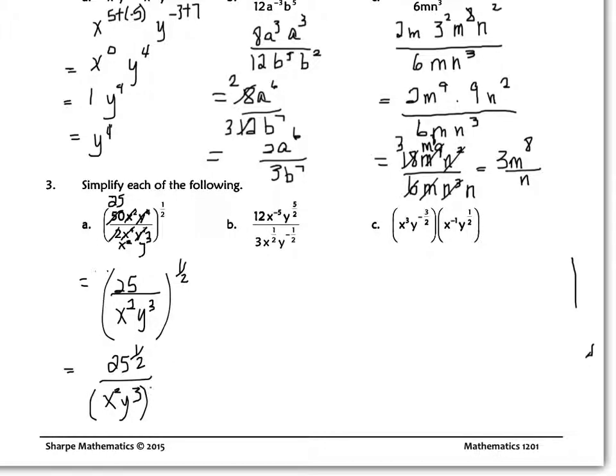to the half, which is going to be, the square root of 25 is 5, because 25 to the half means square root of 25. And then you'd have x squared to the half, which would just be x to the 2 times a half, which would be x to the 1, and y to the 3 over 2.